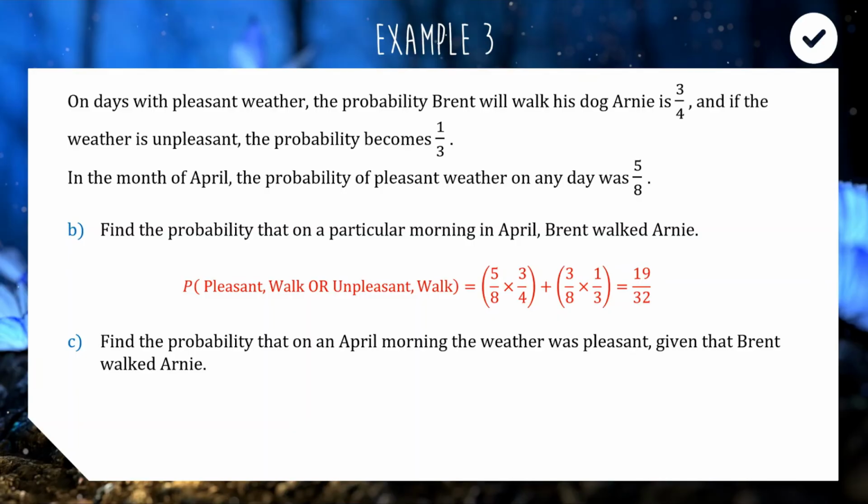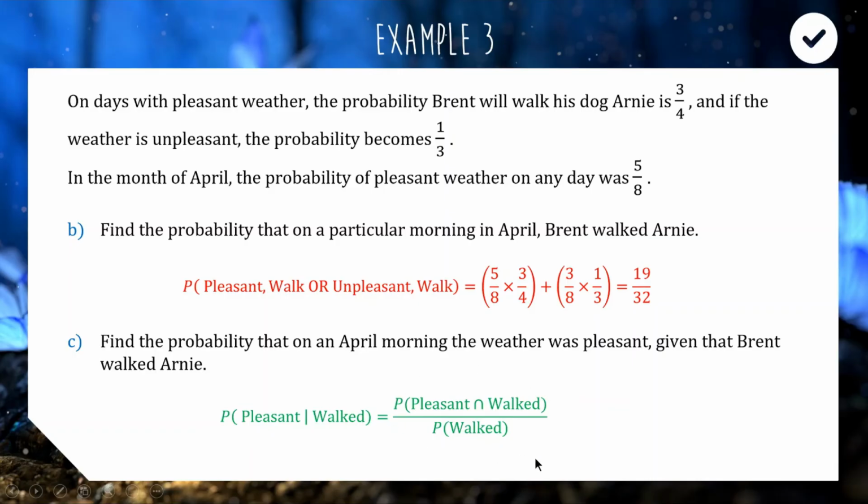All right, now that's going to be useful for part C, which is the more challenging part. Find the probability that on an April morning, the weather was pleasant, given that Brent was taking Arnie for a walk. All right, so whenever we see the words "given that" should give us a hint that we should be using the conditional probability formula, this guy here. So we're going to be using probability of pleasant weather, given that the dog is being walked.